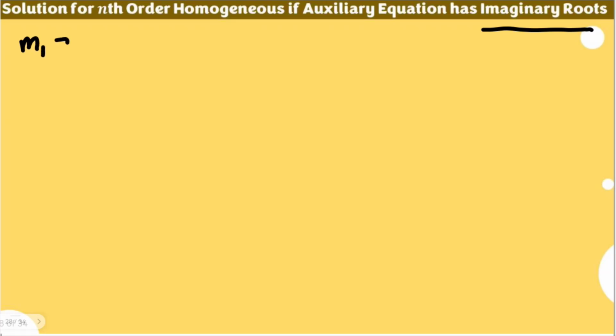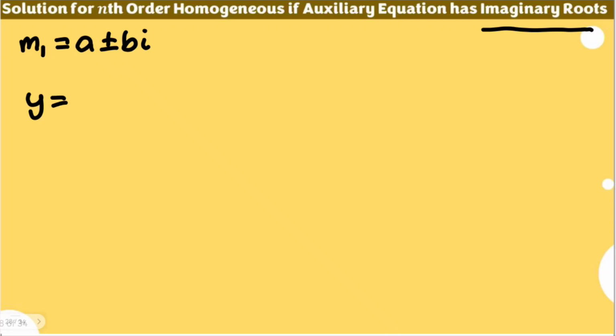Generally you have a plus minus bi, where a is the real part and b is the imaginary part. Now, this could be true multiple times if there are a lot of imaginary roots, and for situations where there are combinations. The solution will be in this form.